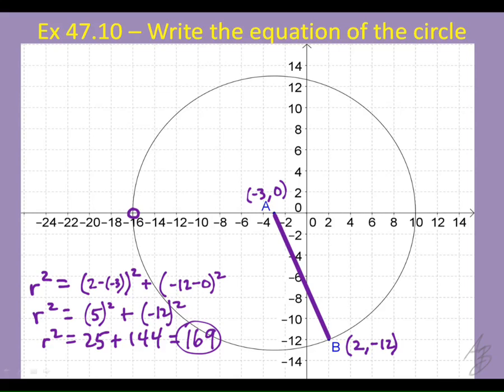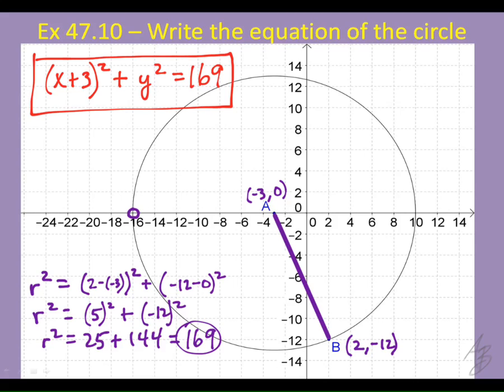All right, so what's that going to do for the equation? What's that going to look like? Come on, guys, you can do this. (x plus 3) squared plus (y minus 0) squared equals 13. Hold on, what's y minus 0? y squared equals 13. Oh, 169. r squared, right? So it's going to be 169. Cool? Questions? Comments? Circles are fun?